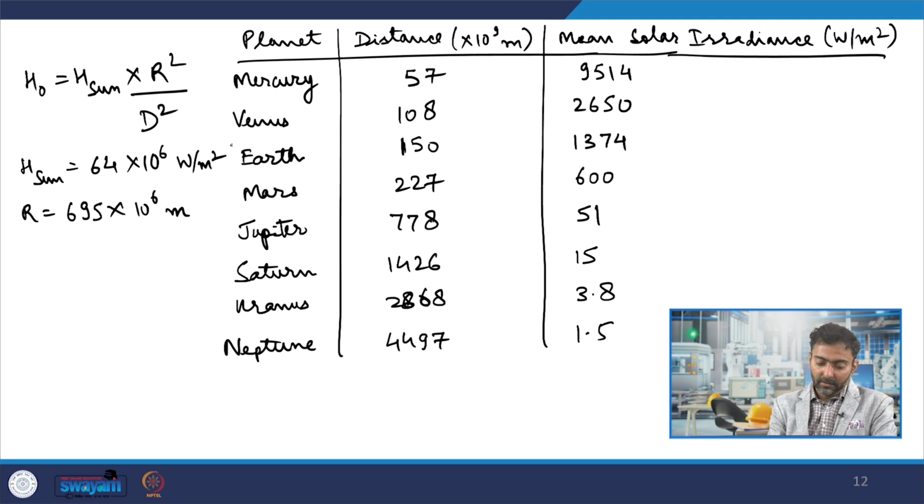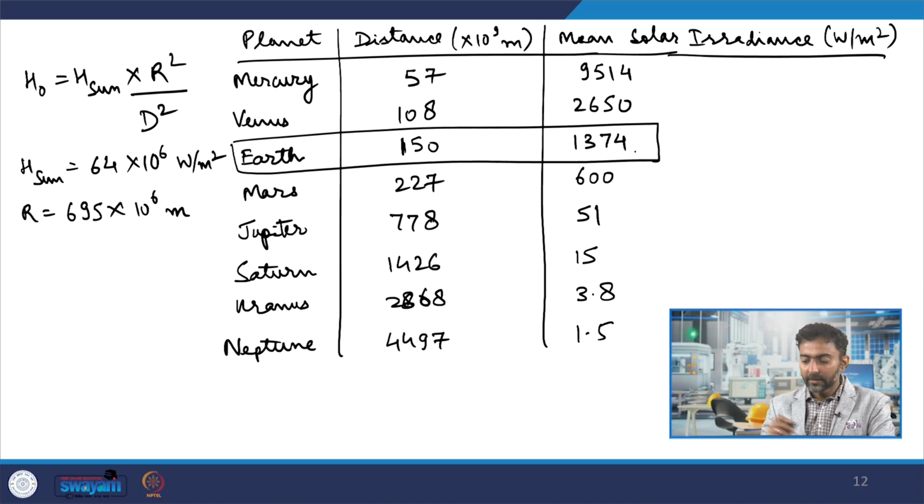We at Earth are situated here, 1374 watt per meter square, but please mind that this is the mean solar radiation at the Earth Sun distance. We have still not taken into account the atmospheric effects. So without considering the effect of atmosphere, just at the mean distance between the Sun and the Earth, the radiation intensity would be around 1370 watt per meter square.